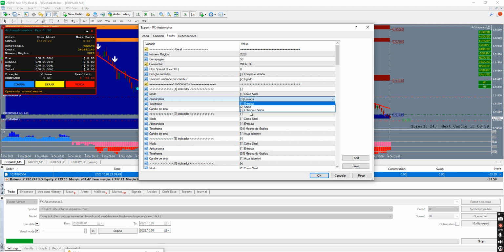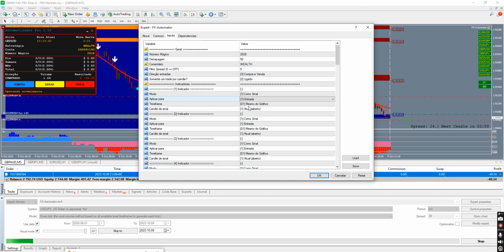Okay, but we're still talking about the indicator. Remember, you can just put the settings without putting any indicator. Here I'm telling you how to put the indicator. But you can see it's empty. I'm not using any indicator, just based on manual trading.